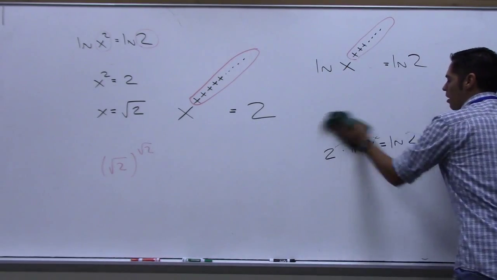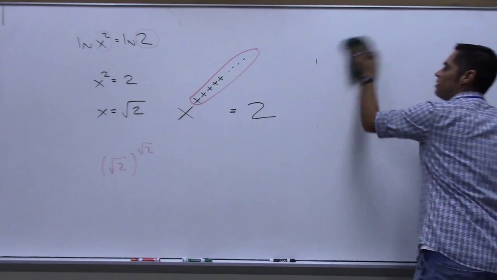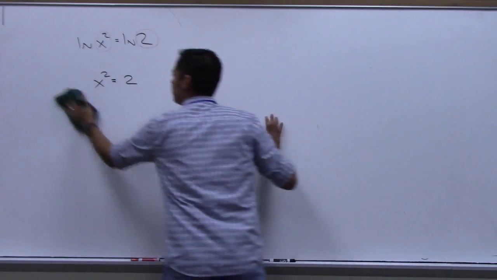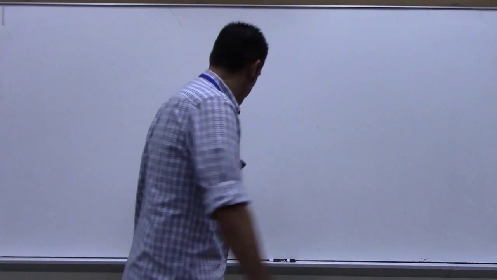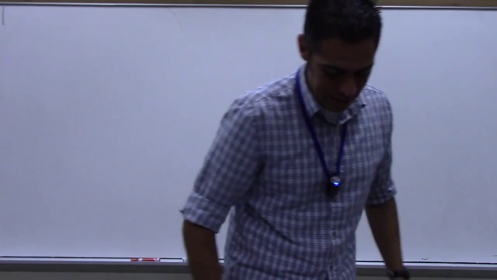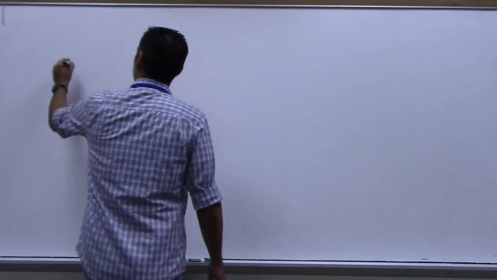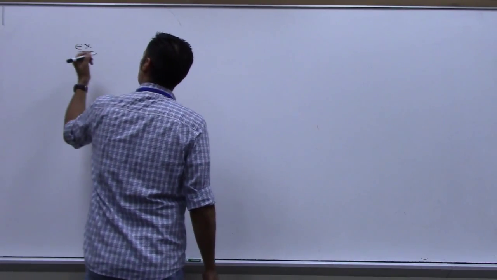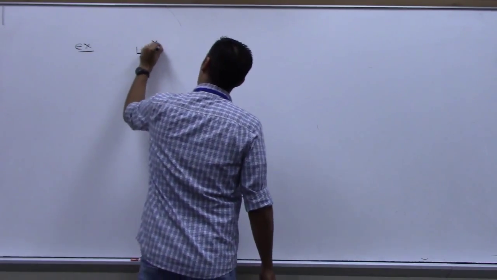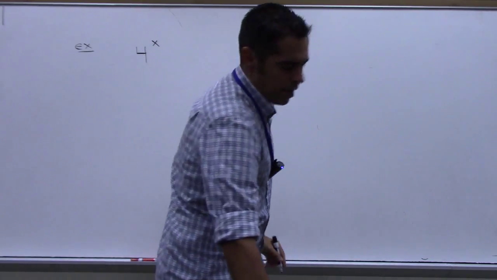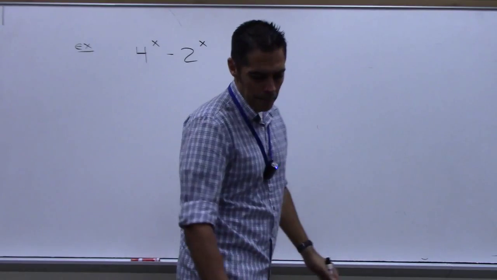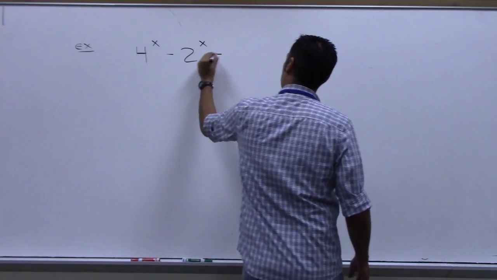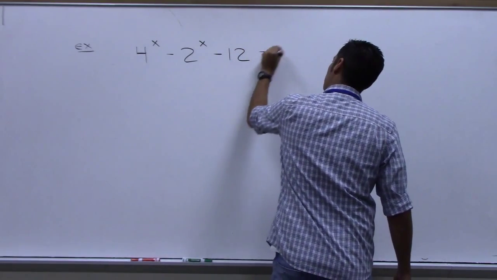That was just to kind of break our train of thought for a second so I could start this next type of problem. This is the last type of problem that you'll see in this section. And you're going to love it. What? 4 to the x minus 2 to the x minus 12 equals 0.